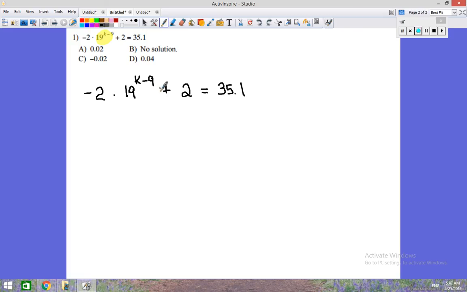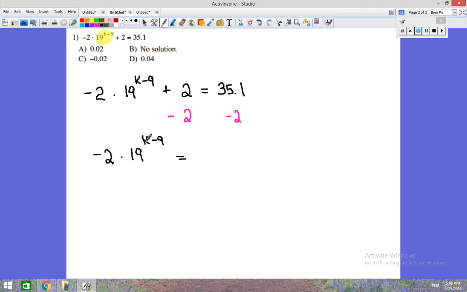The inverse operation, the thing that undoes addition, is subtraction. So we are going to subtract 2. We also subtract 2 from the right-hand side by our properties of equality. We generally refer to that as balancing the equation. Alright, so we've got negative 2 times 19 to the k minus 9.